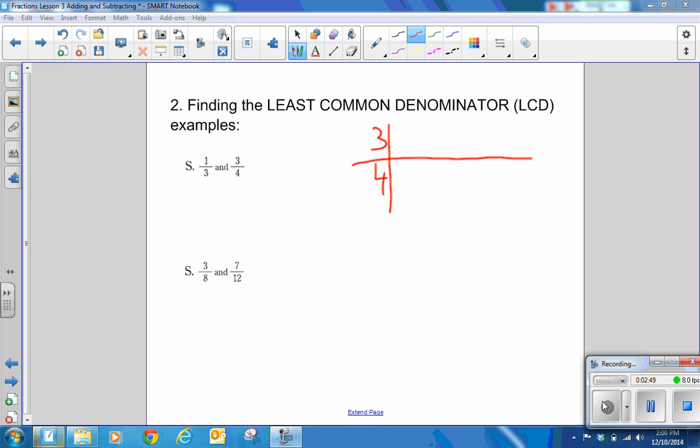and I can think, okay, so 3 times 1 is 3, 3 times 2 will be 6, 3 times 3 is 9, 3 times 4 is 12. Okay, let's look at 4 now. I see that 4 times 1 is 4, 4 times 2 is 8, 4 times 3 is 12. As you can see, their least common multiple is 12. So I know that the least common denominator will be 12.